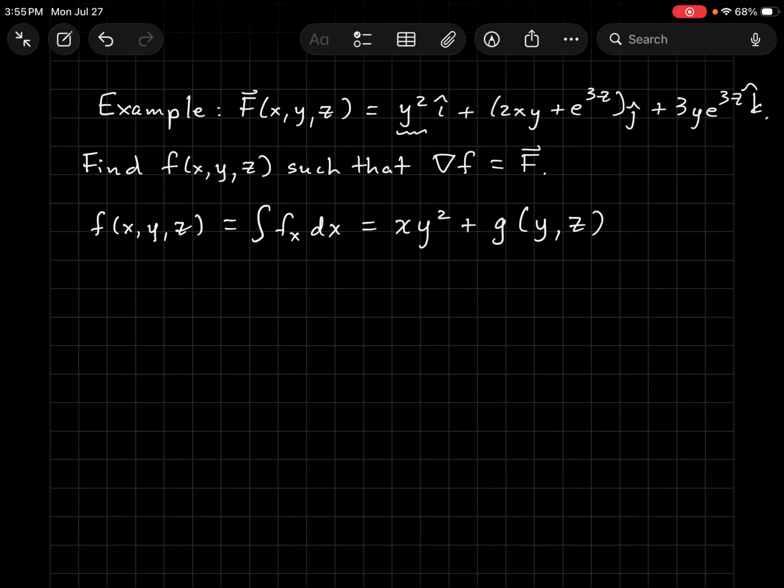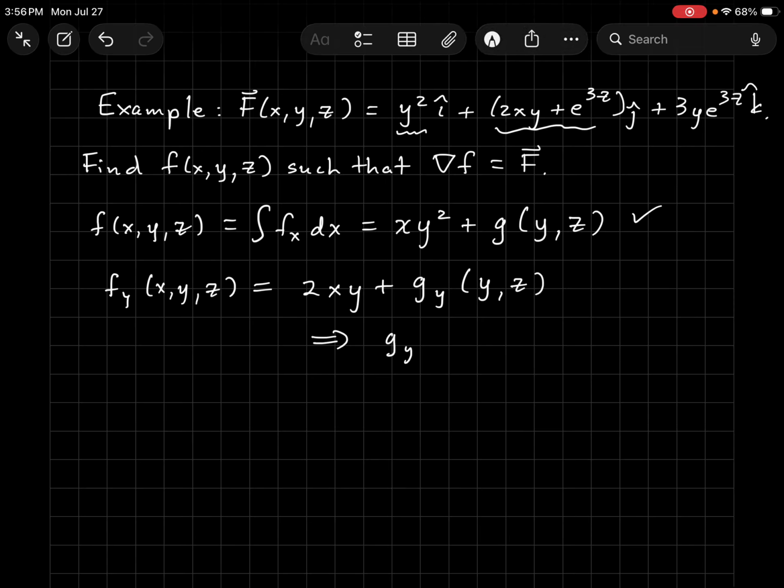So now, if we were to take the partial with respect to y of this piece here, we would get 2xy plus the partial of g with respect to y of y and z. Now from above, I know that this is the partial with respect to y, which means that the partial of g with respect to y must equal e to the 3z, because the 2xy is already taken care of right there.